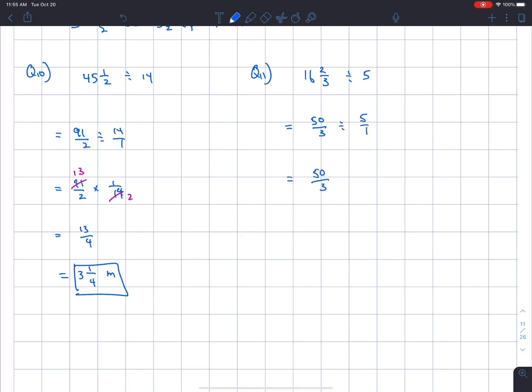We get 50 over 3 times 1 over 5. I can divide this by 5 to get 1, divide this by 5 to get 10. And I get 10 over 3. Or just 3 1/3 cups of lemonade. So each person will get 3 1/3 cups of lemonade.